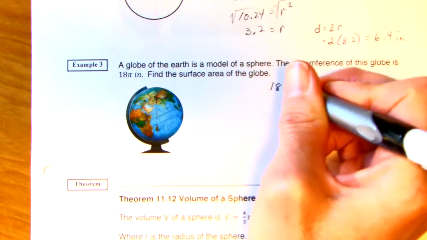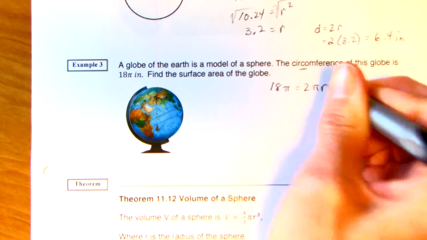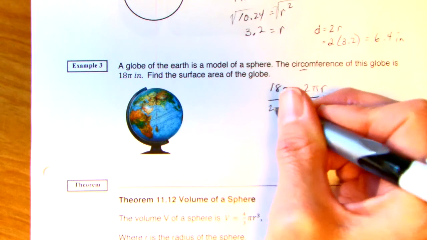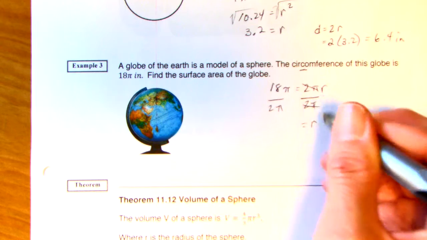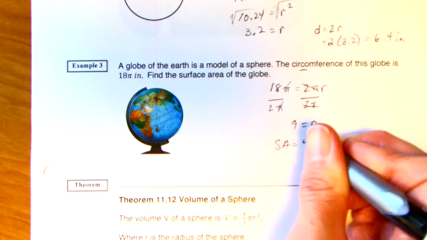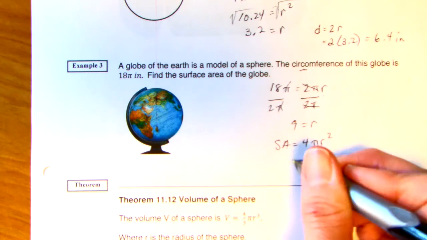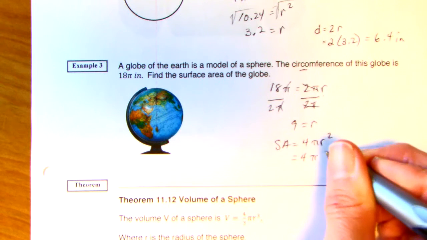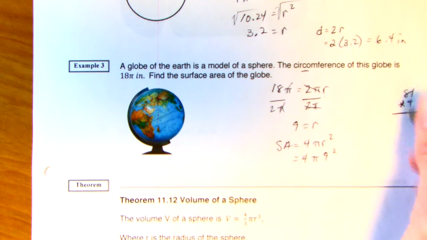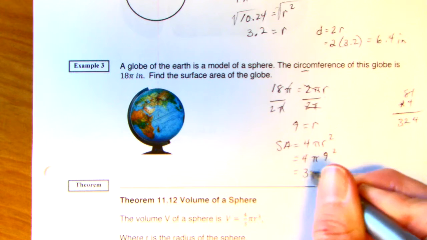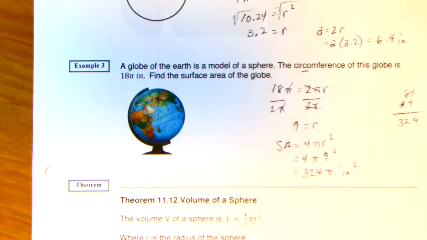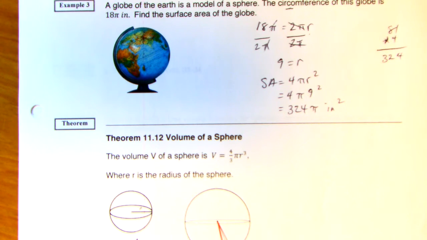All right, so I have 18 pi is equal to 2 pi r. So we've got to find out what r is. I'm going to divide both sides by 2 pi. R is going to equal, pi's cancel, 9. So we want surface area, which is 4 pi r squared. So I have 4 pi times 9 squared, which is 81. 81 times 4 is 324 pi, and this will be in inches squared. All right. Did that without a calculator. How about that?